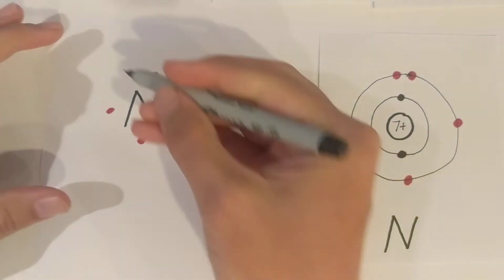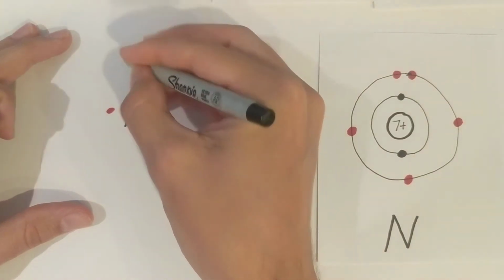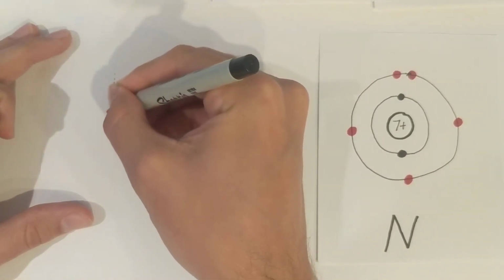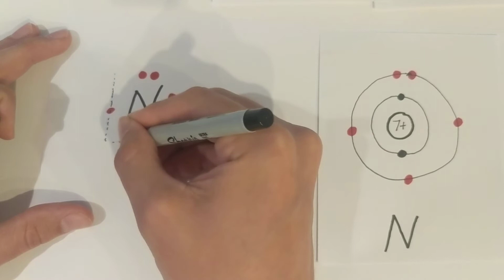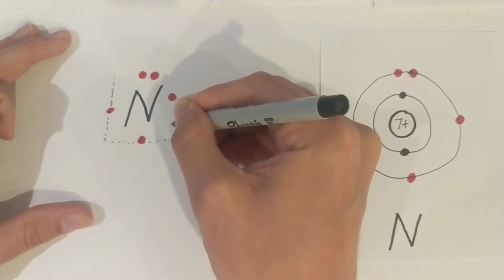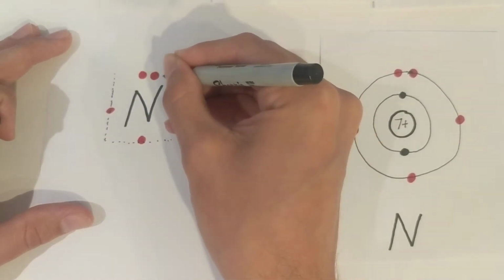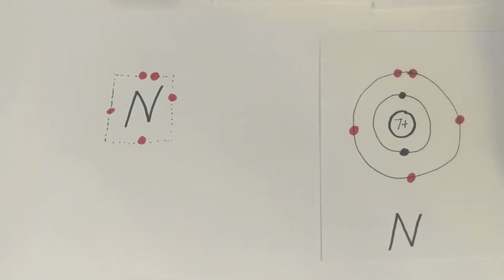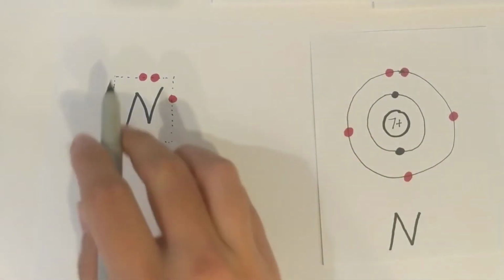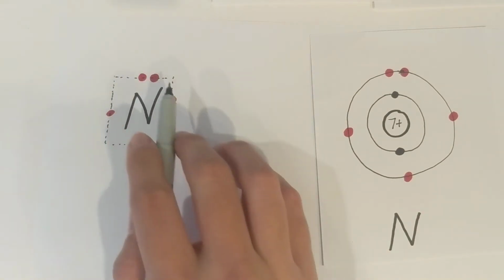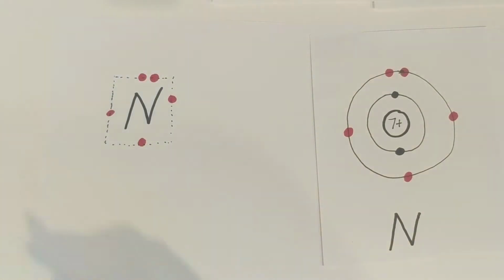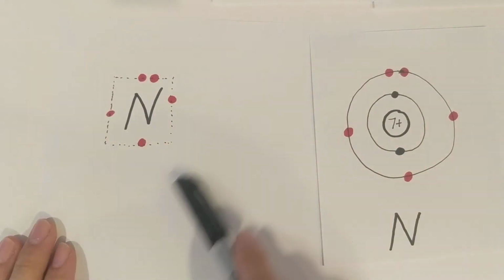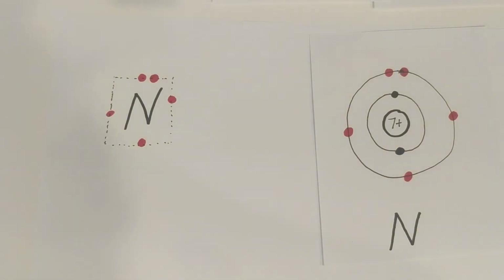You can imagine them in a box. You could try to line them up so that they're in squares around this. We don't want to just put them in a circle like in this one. We want to put them on lines of a box like that to keep it nice and neat. So that would be nitrogen, the Lewis dot diagram of nitrogen with its 5 valence electrons.